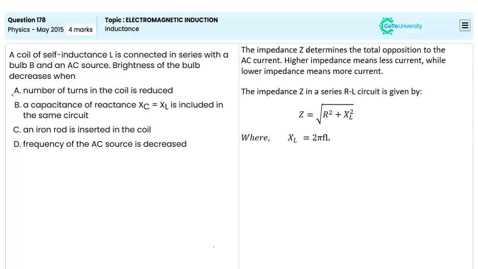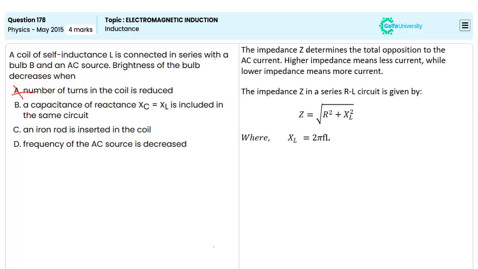Moving to option A, reducing the number of turns reduces the inductance L, which would actually increase the current and make the bulb brighter and not dimmer. So option A is not the right answer.